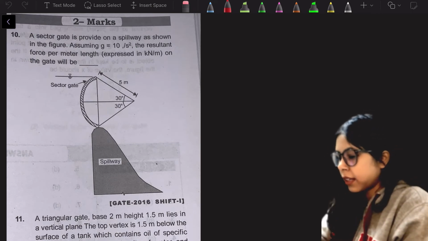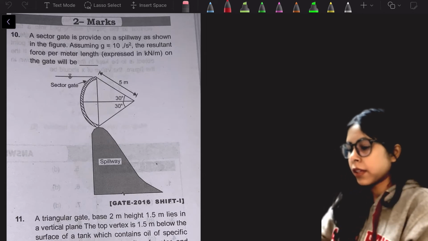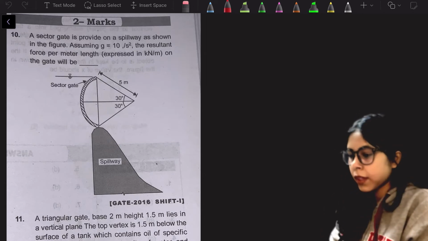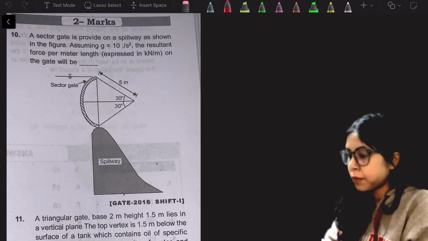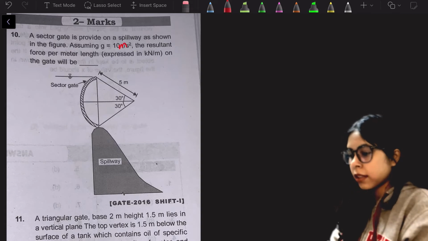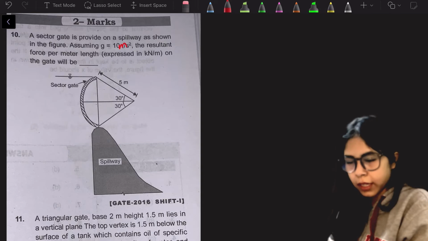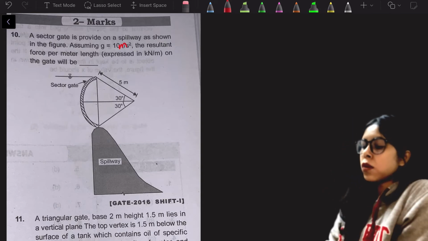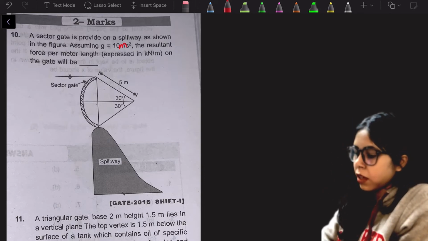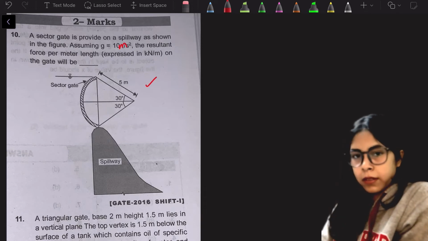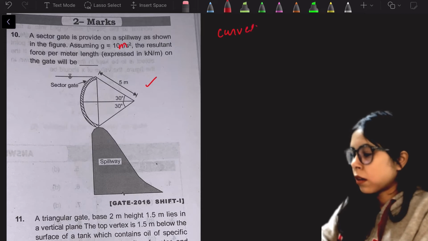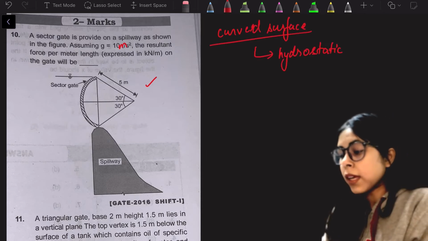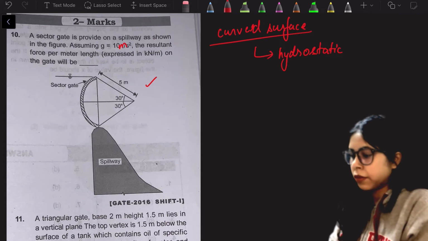So question number 10 here is: a sector gate is provided on a spillway as shown in the figure. Assuming g as 10 meter per second square, the resultant force per meter length, expressed in kilonewton per meter, on the gate will be. So this particular question is a question of curved surface. So there is the concept of curved surface. What will be the hydrostatic force on a curved surface?